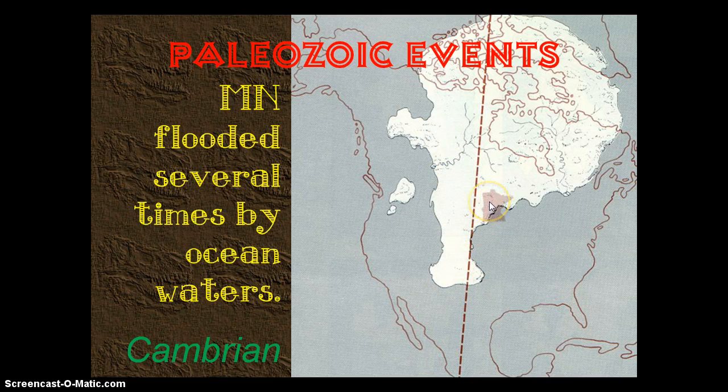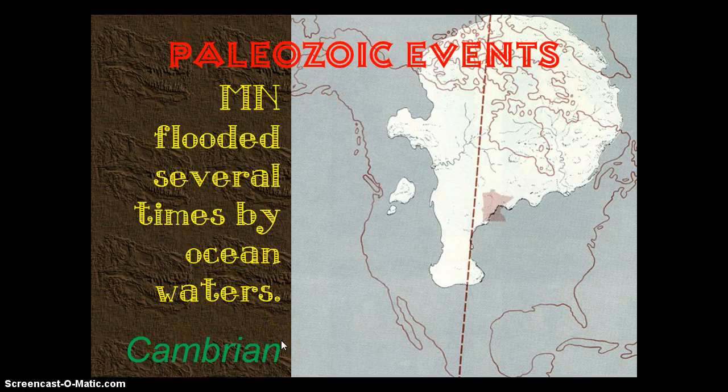So at this point, Minnesota was right along the equator, and it was covered, at least in this corner right here, with an ocean. This part was dry land. But at this point in the early Paleozoic, all the life that exists is right here in the oceans. There's nothing on dry land, at least at this point. You'll also notice that there are these weird words down here, like Cambrian.